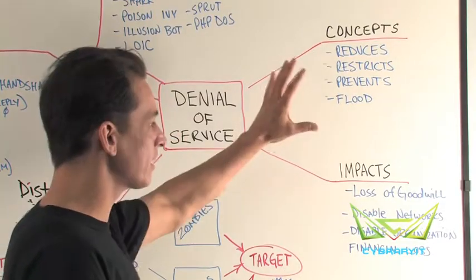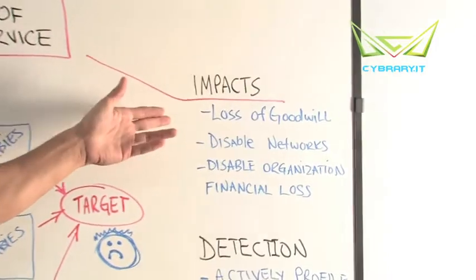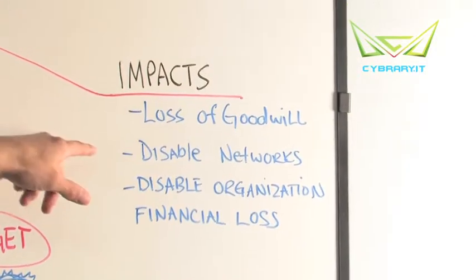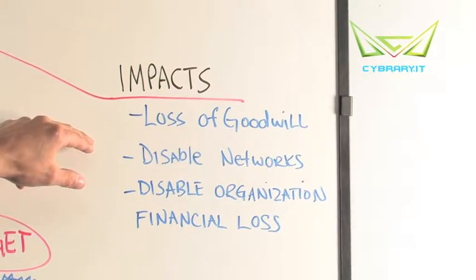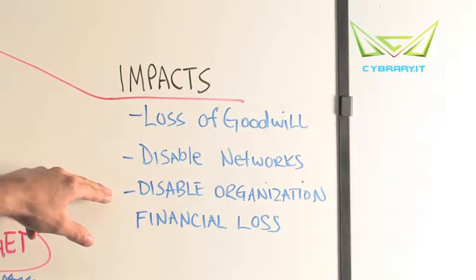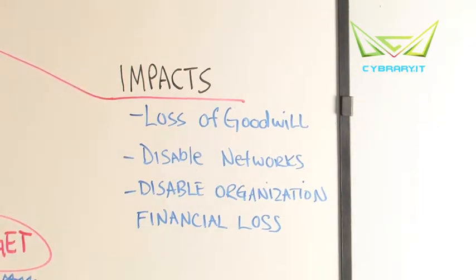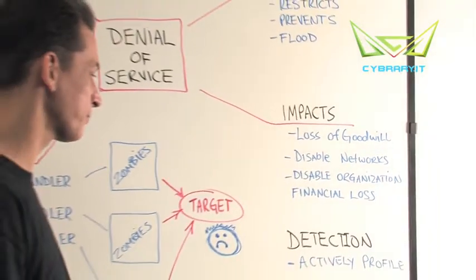So that's the basic concept. Now the impact ultimately could result in a loss of goodwill, okay? It could disable a network, either in portion or completely, or in the worst case scenario, disable the organization completely, unusable for a period of time, which would ultimately result in some sort of financial loss.